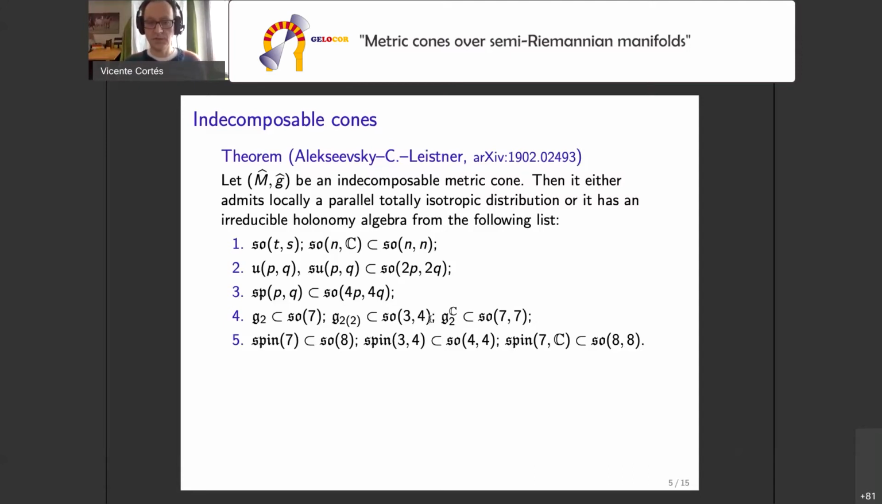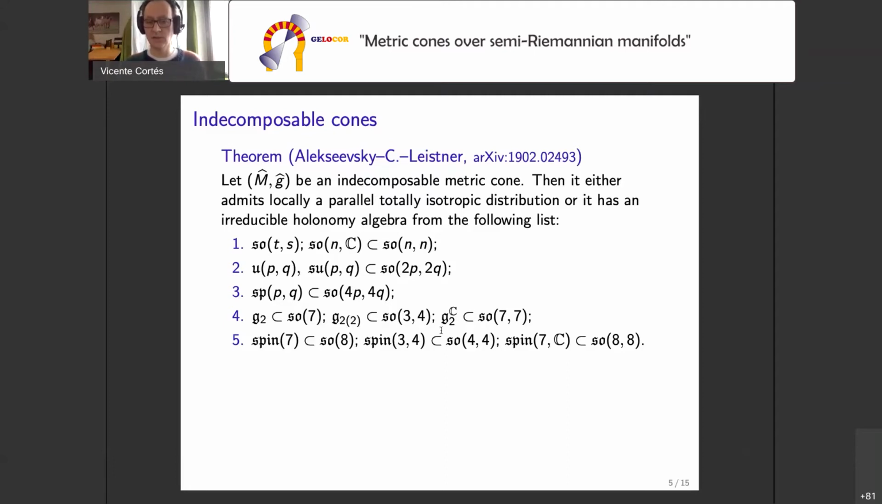And finally, you have these somewhat exceptional cases 4 and 5, so they are related to exceptional geometries of type G2. So you have the Lie algebra of the compact group G2, but you have also the non-compact form, which is called G2-2. It is a subalgebra of SO(3,4), so signature (3,4) in 7 dimensions.